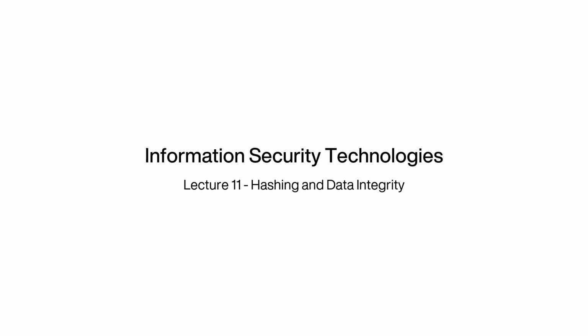Pre-image resistance, the property that given a hash, it is infeasible to find the original input. Salt, random data added to input before hashing to prevent rainbow table attacks. scrypt, a memory-hard password hashing function designed to be resistant to hardware brute force attacks. SHA-1, Secure Hash Algorithm 1, broken for collision resistance since 2017. SHA-256, a member of the SHA-2 family producing 256-bit hashes, widely used and secure.